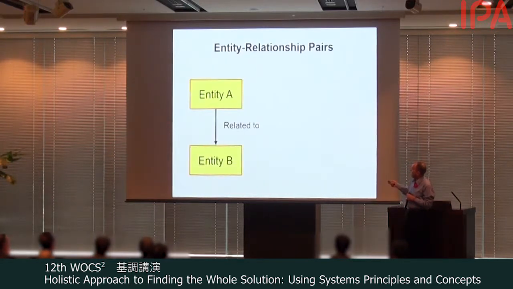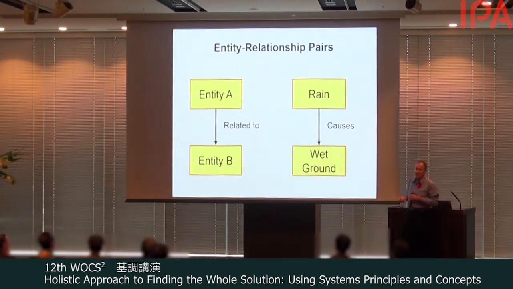So a very simple example of relationships: entity A related to B. Here's an example of a cause-effect relationship. Rain causes wet ground. Very, very simple. But this is only one relationship that may be part of hundreds of relationships that make the total system work.